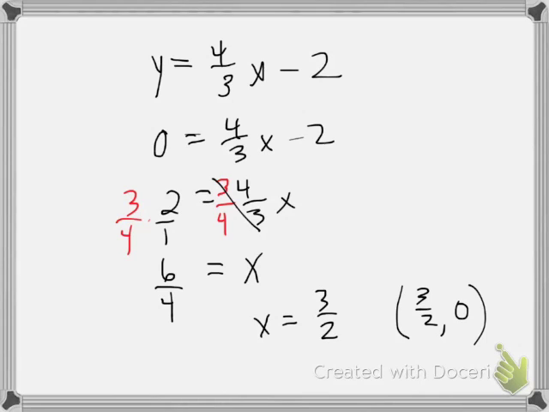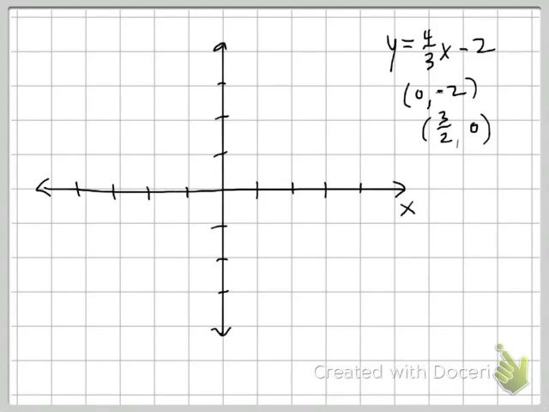Recall from a minute ago, our y-intercept was (0, -2). Can I use just these two intercepts to graph the equation of my line? Sure, we can use the intercepts. I'm going to plot my 2 points, or my 2 intercepts. I have my y-intercept down here at (0, -2), and I have my x-intercept over here at (1.5, 0). And so using my 2 intercepts, I can easily graph the equation of my line.